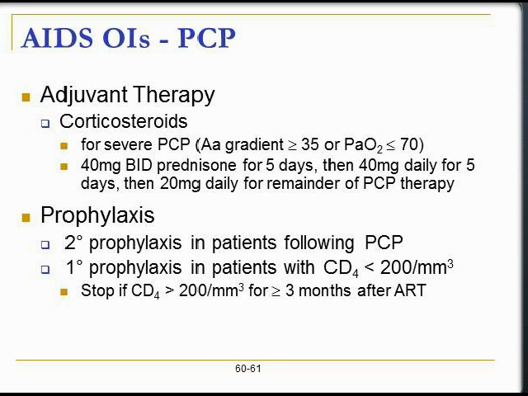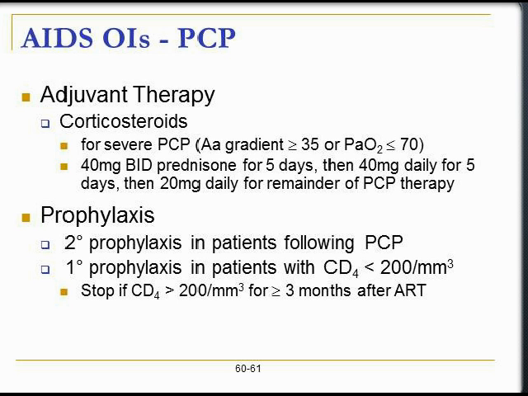The recommended dose is 40 milligrams twice a day for 5 days, then once a day for 5 days, and then 20 milligrams for the remainder of the course. And we always treat PCP for 21 days. So the course of the steroid is also 21 days. 40 BID for 5, 40 a day for 5, 20 a day for the rest of the course.